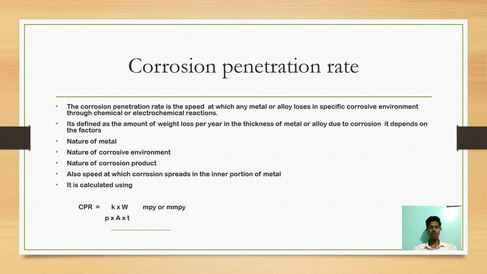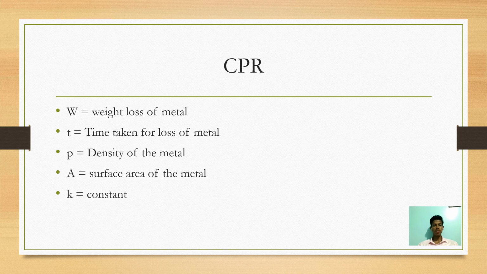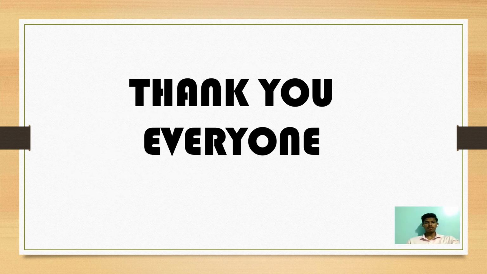It is calculated using this formula as you can see, and the units of CPR are MPY or MMPY. So the formula is this, where W denotes weight loss of the metal, T denotes the time taken for the loss of metal, rho denotes the density of the metal, A denotes the surface area of the metal, and K denotes a constant. So with this, we come to the end of this topic.